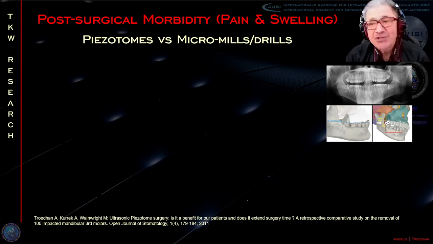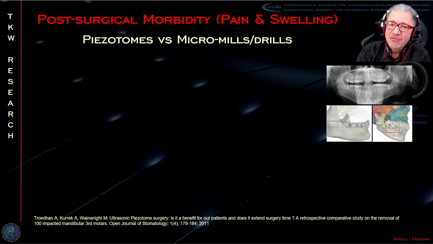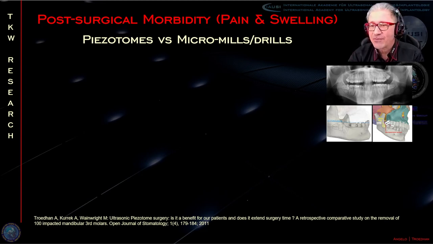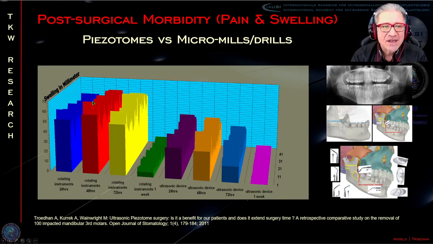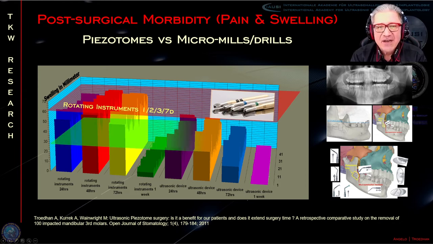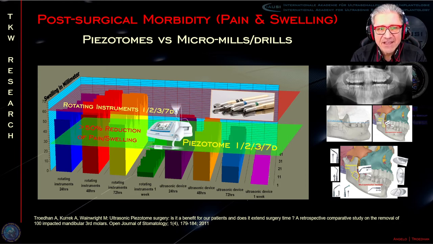So let's speak about post-surgical morbidity. When we switched completely from rotary instruments to only use of piezotomes, we did a comparative split mouth study in our patients and investigated why, because this was the clinical impression, suddenly when working with piezotomes, the patients have to endure less pain and swelling. We found out that once we take the pain and swelling rate with rotary instruments at 100%, there was a reduction of more than 50% in pain and swelling when we use the piezotomes. You can find down here the reference, and you're free to download it for free from this open source journal.